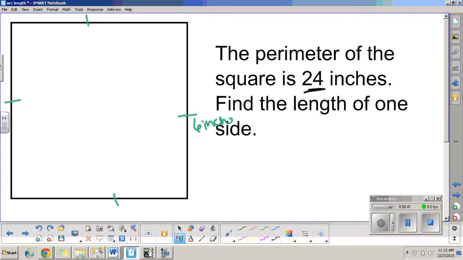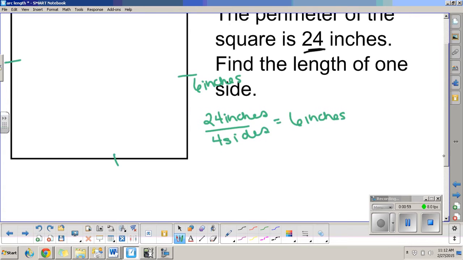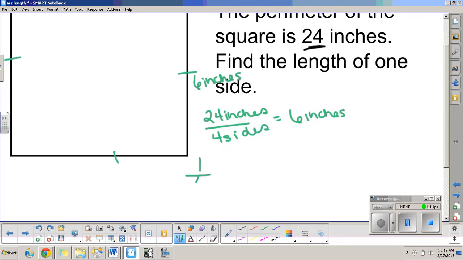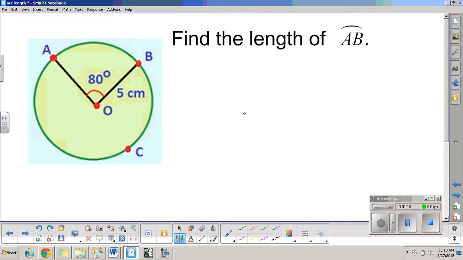Now, how do we know that? Well, if all four sides are congruent, you take your 24 inches, divide by 4 sides, and each side is 6 inches. Now, essentially what we have done is we have taken 1/4 of the square and multiplied by the perimeter and gotten 6. So let's apply the same concept to find arc length.